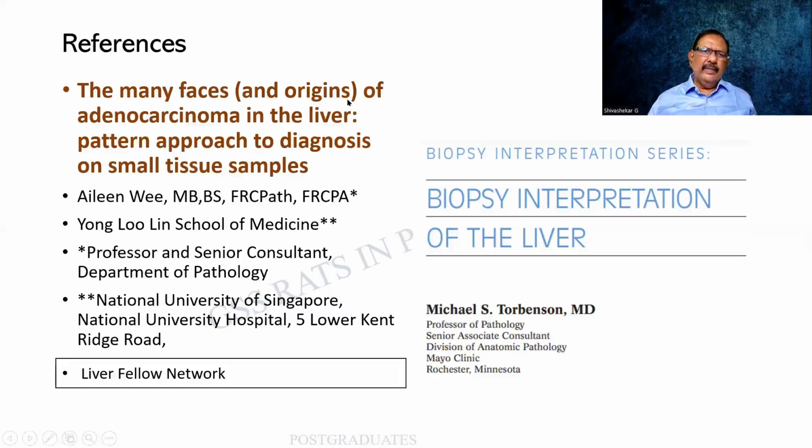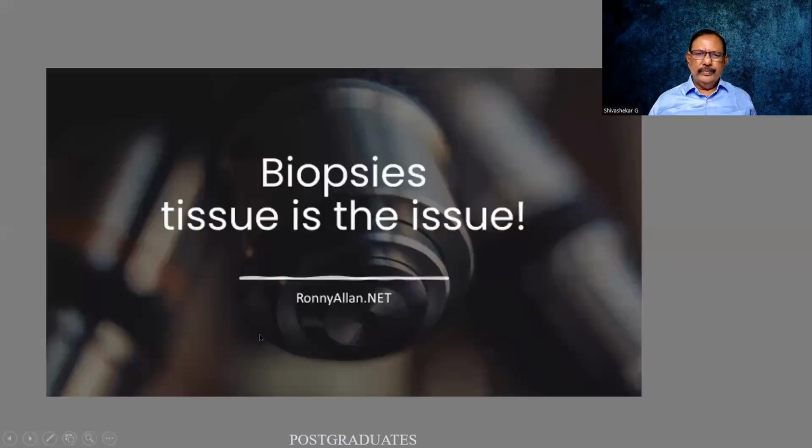And these are the other things. These are some of the references. Liver Fellow Network is an atlas which we can all go to. Biopsies: tissue is the issue. I think it's a nice quote. The interpretation of biopsies is more of the experience that stands behind a person than the knowledge within the head. Thank you.